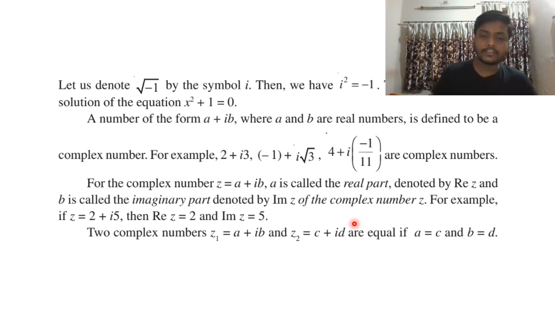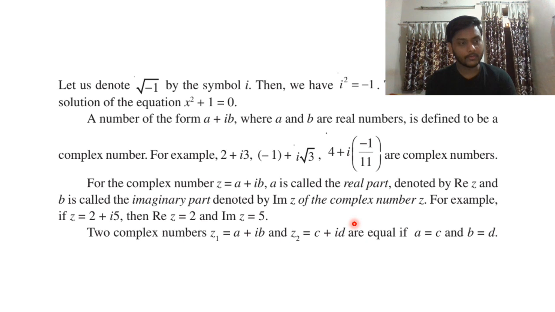Okay, so two complex numbers, z1 equals a plus iota b and z2 equals c plus iota d, will be equal if a is equal to c and b is equal to d. Are we clear with this, guys? Come on, tell me. Why are you not replying, guys? Please let me know. I mean, are we clear till here or not?